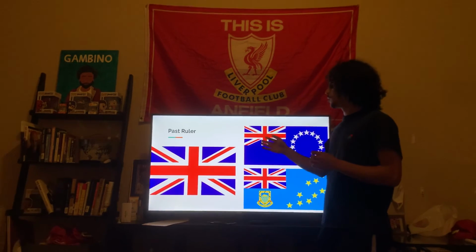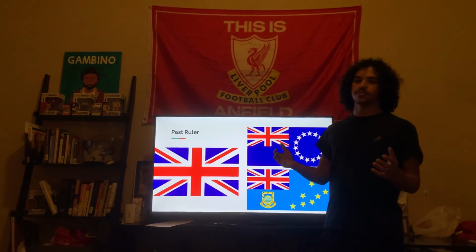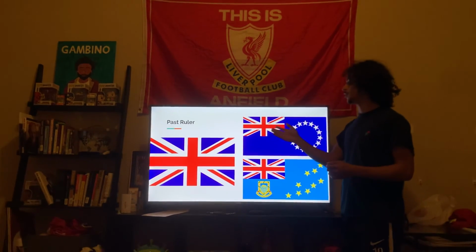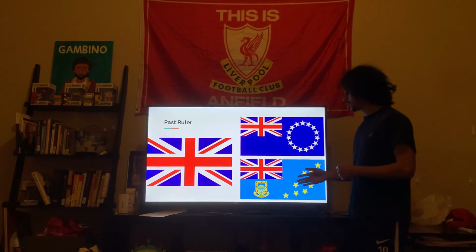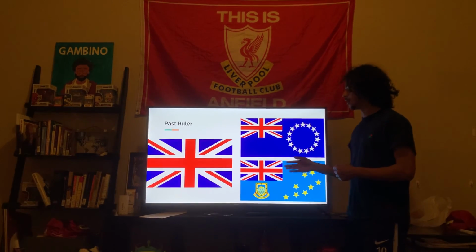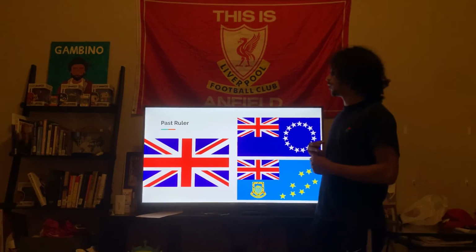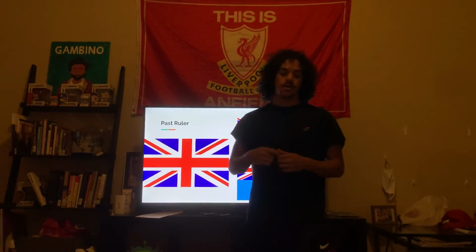So I brought some other flags up just so you can see the magnitude of how many countries there are. So this is Cape Verde. They also have the Union Jack, which is paying homage to their past ruler, and Tuvalu, which is an island. They also have the Union Jack. So again, that's just another theme that is seen in a lot of flags.